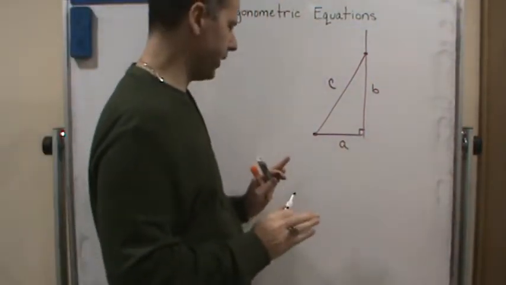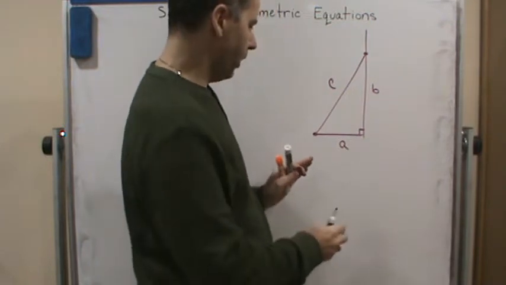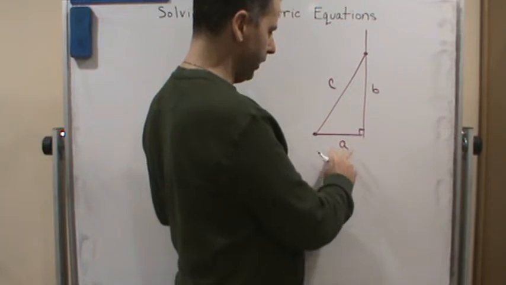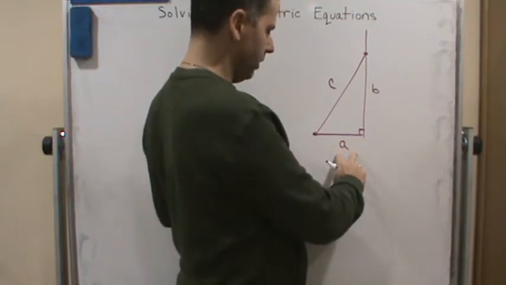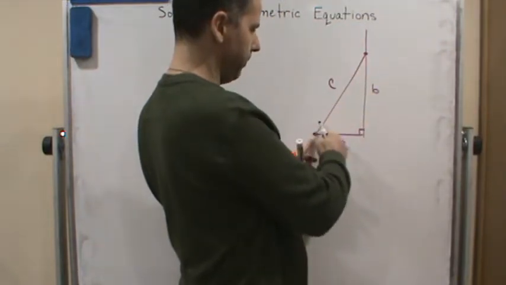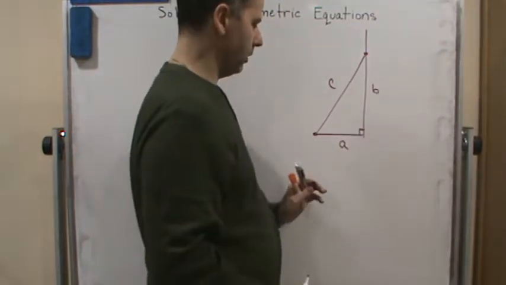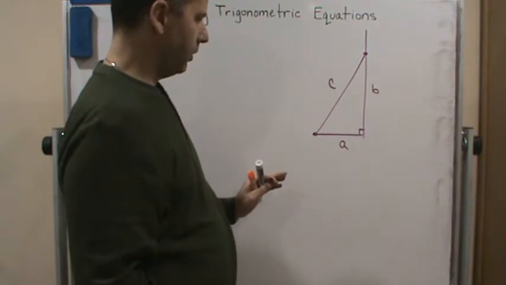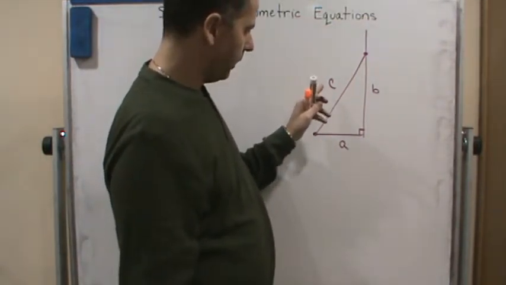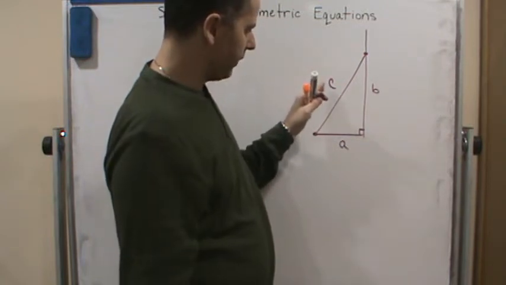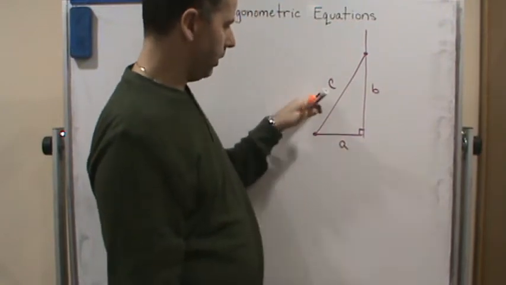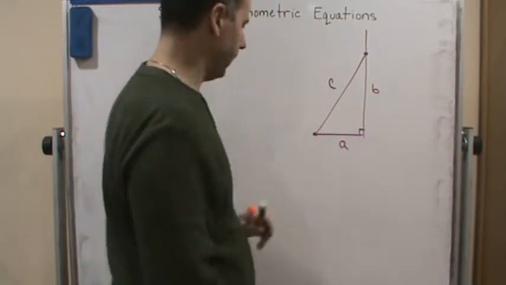They tell us OSHA regulation says that the distance from the wall, from the bottom of the ladder to the wall, should be 1 foot for every 4 feet of length. Okay? So that means that whatever this length is, this length should be 1/4 of this length. Okay?